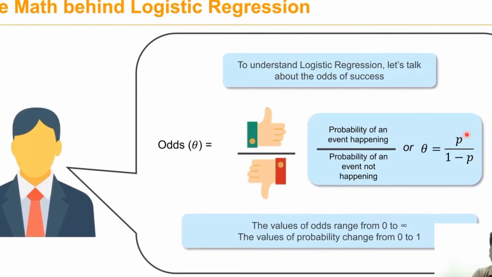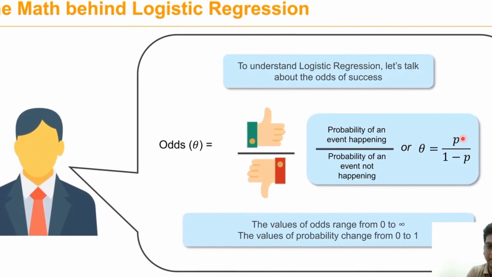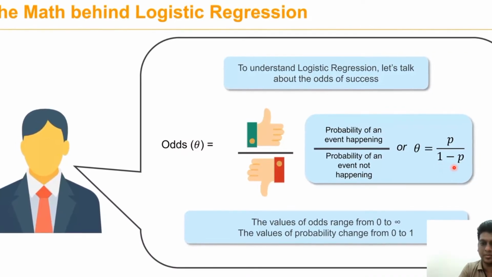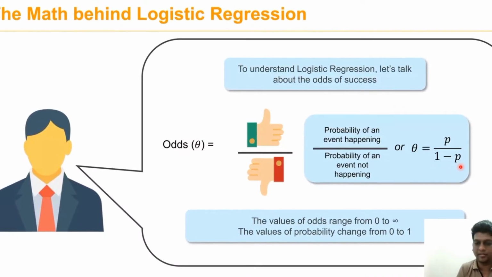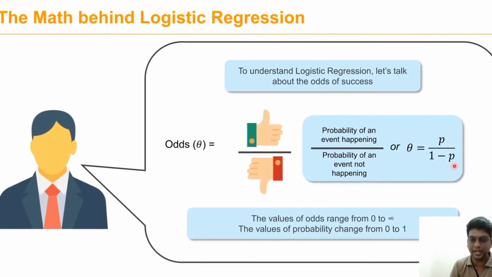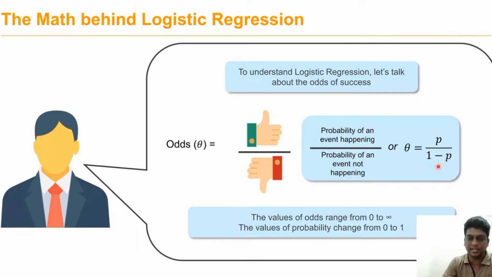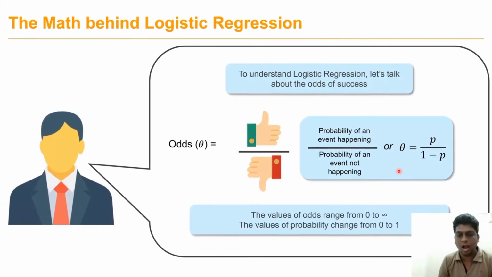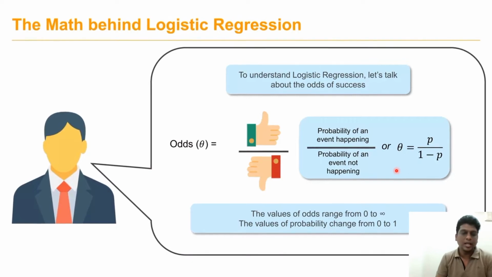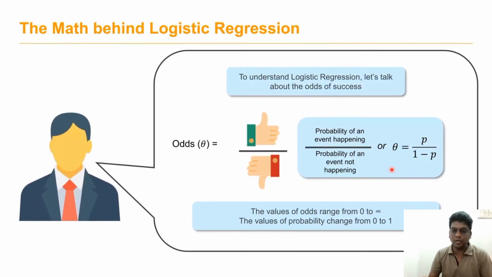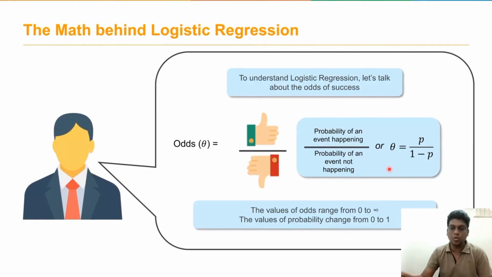If the probability of an event happening is represented as P, then it not happening is denoted as 1 minus P, because the total probability value is 1. So if the event happens, it is represented as P, and not happening is represented as 1 minus P. The value of the odds ranges from 0 to infinity, but the probability value ranges from 0 to 1.